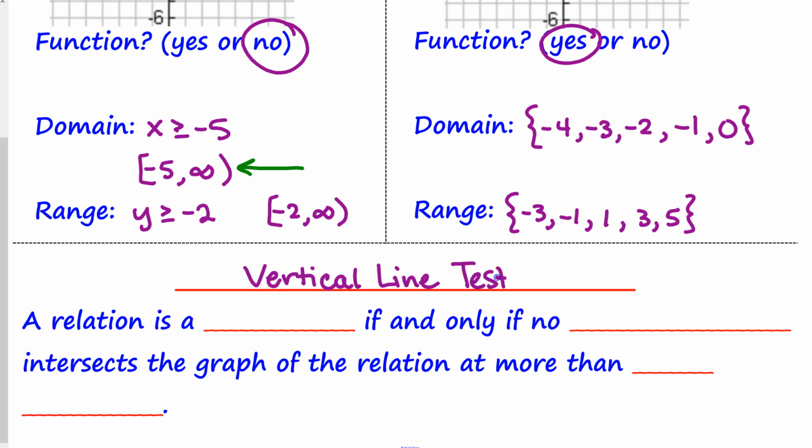Or just abbreviate it VLT when you're texting. A relation is a function if and only if no vertical line intersects the graph of the relation at more than one point.